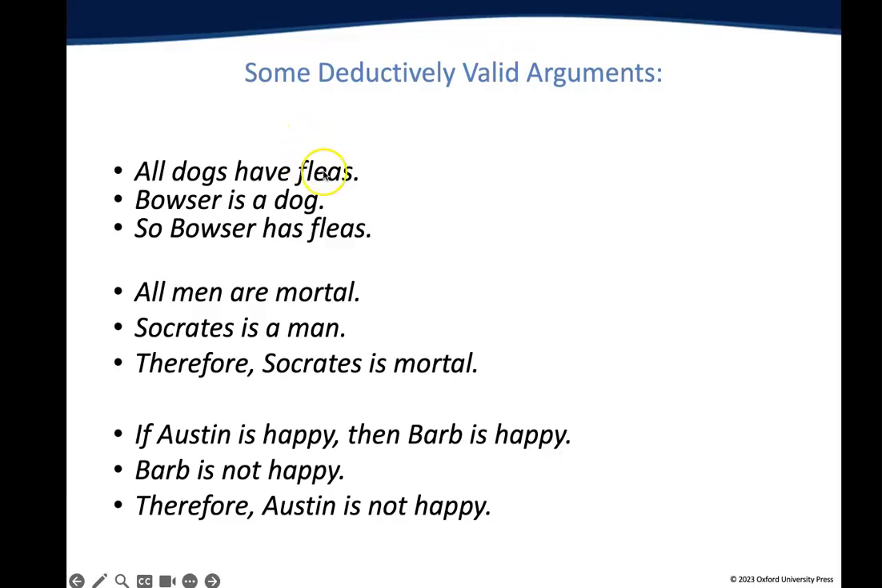All dogs have fleas. Bowser is a dog. Those would be your premises. And then, so Bowser has fleas. That's your conclusion. And so, in order for it to be deductively valid, the conclusion must follow from the premises.